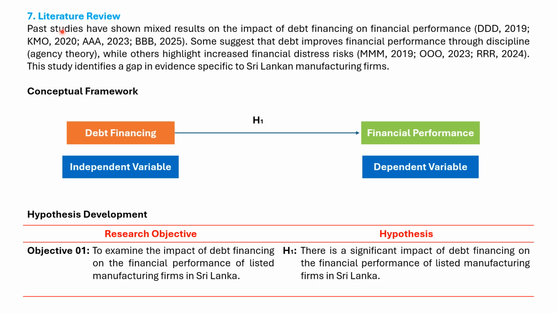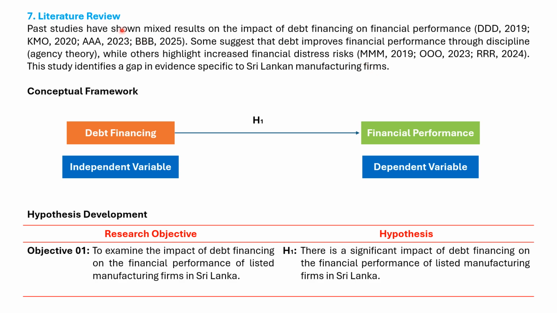So here you can see it says past studies have shown mixed results. Could be positive, could be negative, or both, or no results on the impact of debt financing on financial performance, according to these sources. So some suggest that debt improves financial performance through discipline, while others highlight increased financial distress risk, according to these authors. So this study identifies a gap in evidence specific to the Sri Lankan manufacturing firms.